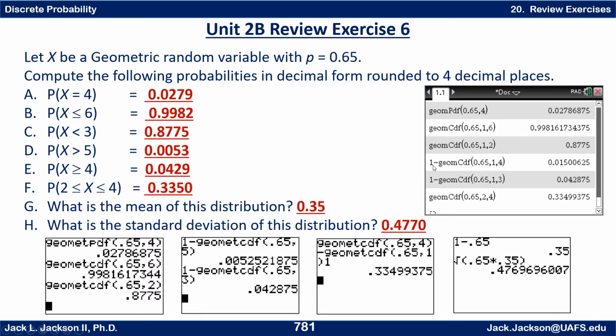So we can still do this as a 1 minus. So 1 minus geometric CDF from 1 to 4. And this one here is 1 minus the geometric CDF. We're going to keep from 4 up, so we want to get rid of from 1 to 3. And this last one's the easiest one, actually. You just give it the 2 and the 4, and it gives you the probability between those, including that. So the Nspire is not a true CDF, but it's actually easier to work with for the most part.